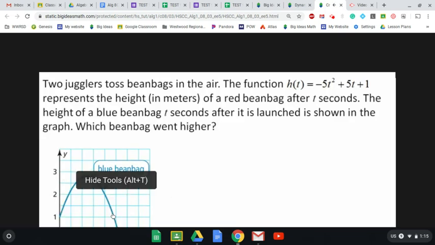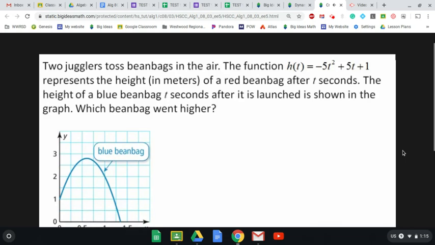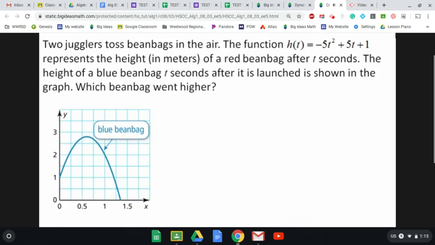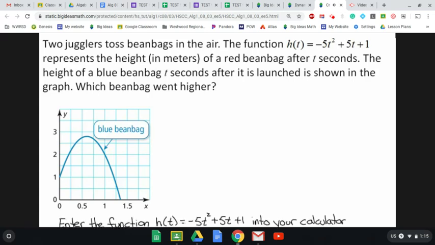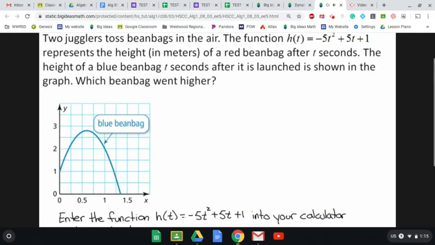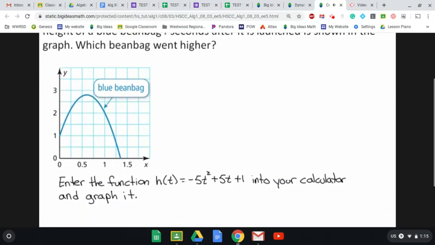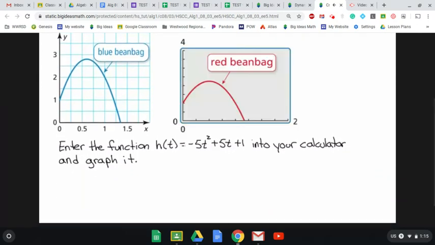Two jugglers toss beanbags in the air. The function h of t equals negative 5t squared plus 5t plus 1 represents the height in meters of a red beanbag after t seconds. The height of a blue beanbag t seconds after it is launched is shown in the graph. Which beanbag went higher? First, enter the function h of t equals negative 5t squared plus 5t plus 1 into your calculator and graph it.